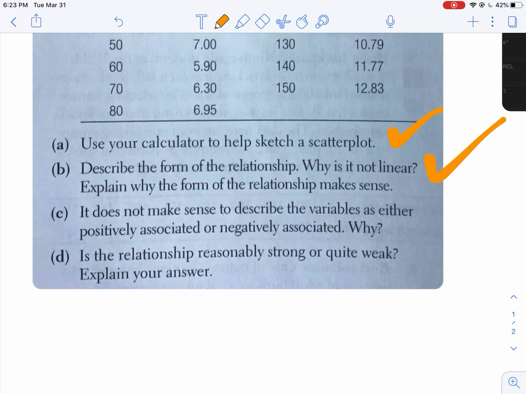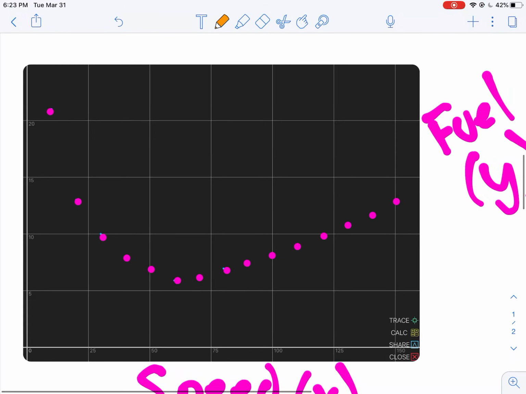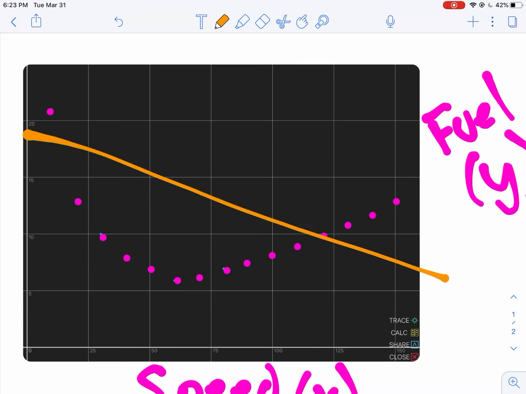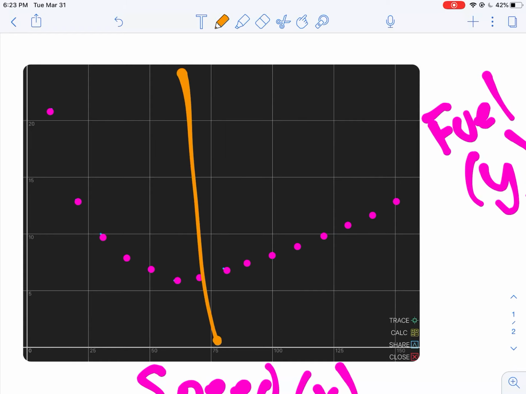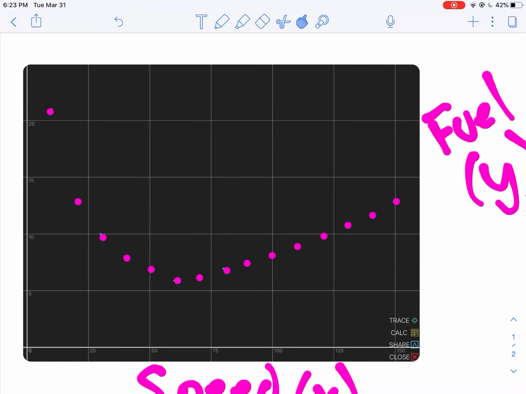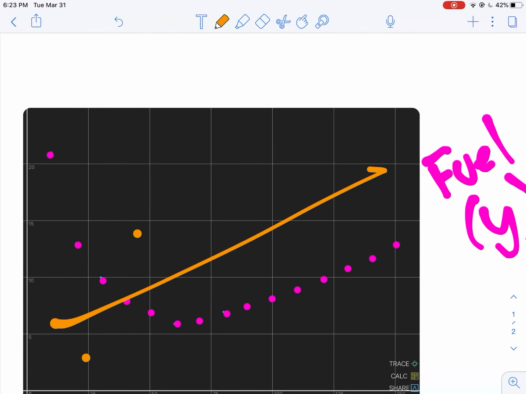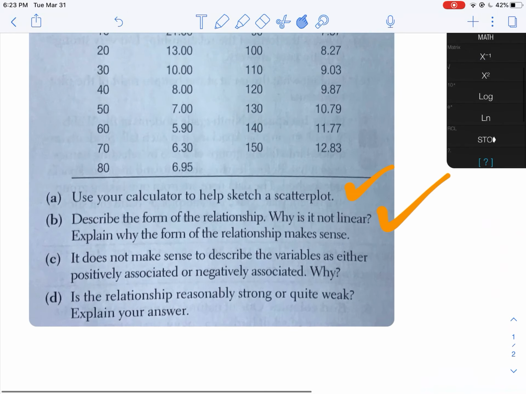C. It does not make sense to describe the variables as either positively or negatively associated. Why? Again, as I was explaining before, you're not necessarily seeing them cluster around the line of best fit here. It doesn't really seem to follow a pattern. Up to about 60 miles an hour, maybe you could say it's negative, over 60 miles an hour, positive correlation, but looking at it as a whole, I'm not really seeing that, because you'd probably see everything cluster around or give you a nice line of best fit. We're not seeing that here. And that's the big thing I really want you to pull from this.